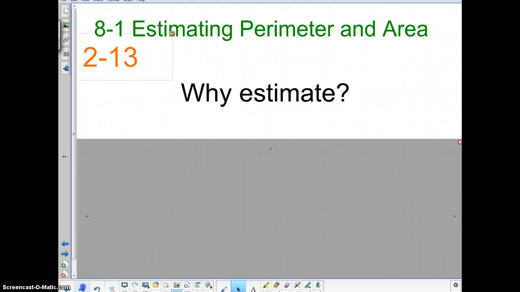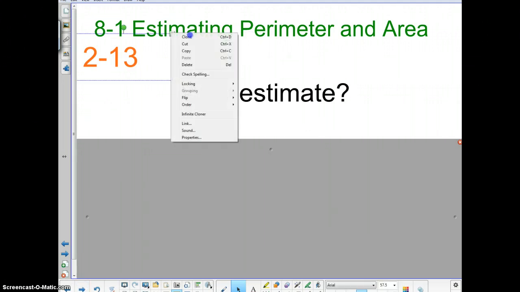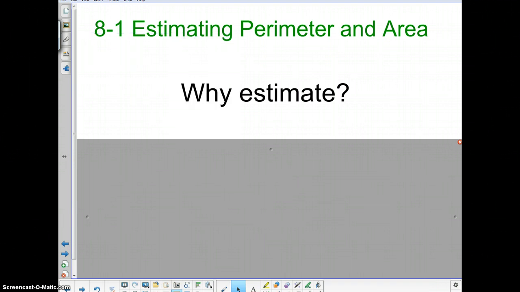8.1 is on estimating perimeter and area. Okay, 8.1's on estimating perimeter and area. Please put the date on there so you know exactly when we took the notes, so it's for easy reference later on when we're reviewing Chapter 8.